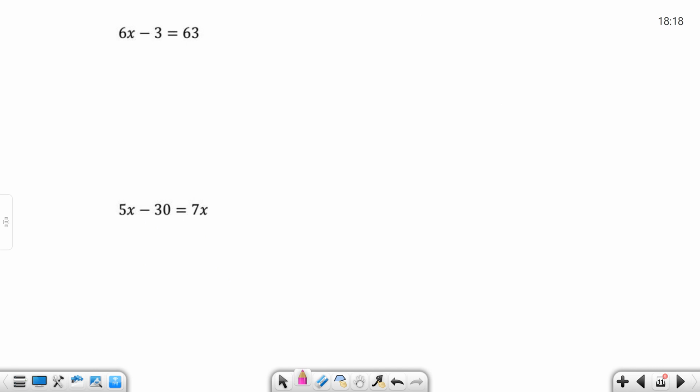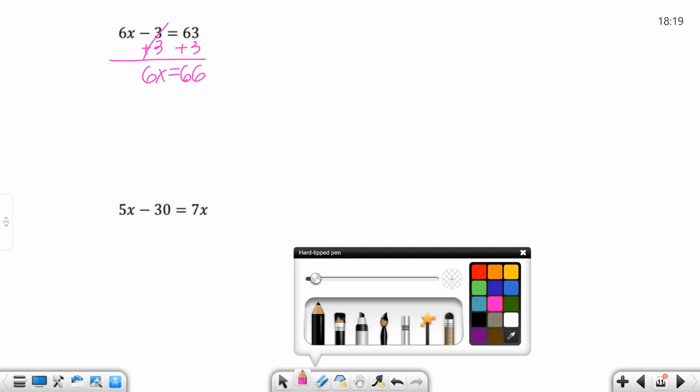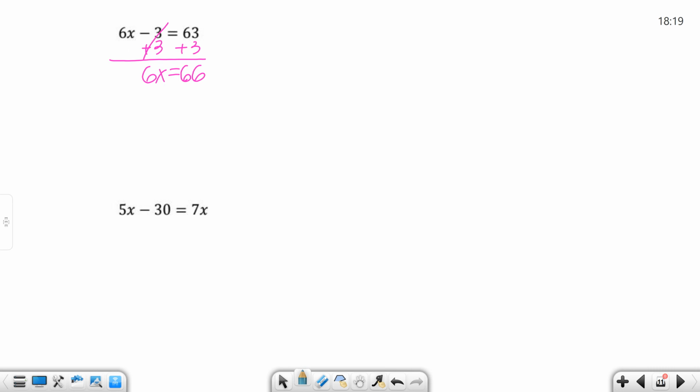So let's look at the next one. 6x minus 3 equals 63. Again, two terms is one term. What's by itself? The 63. So what do I move? I move the minus 3. How do I move that? Add it to both sides. 6x equals, what is 63 plus 3? 66. And then what do I do? I need to get rid of the 6 times the x. I do that by dividing both sides.